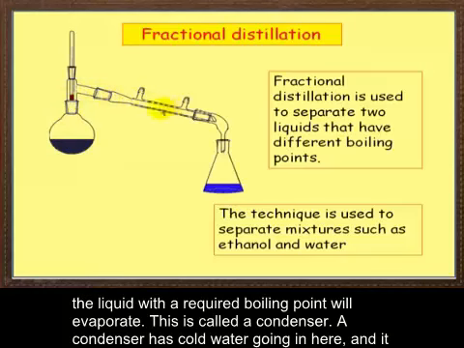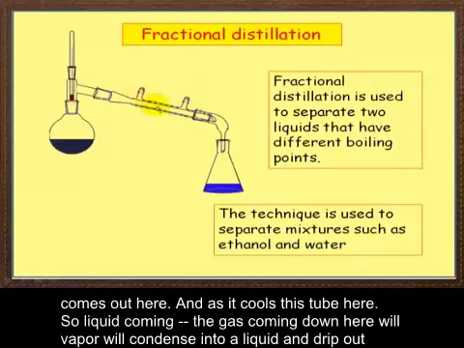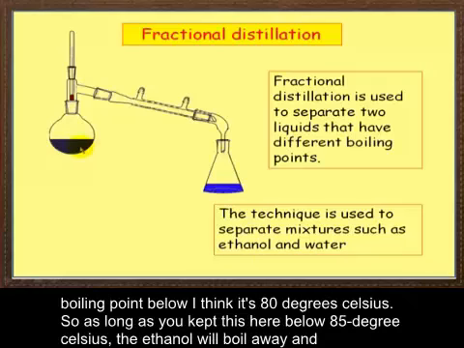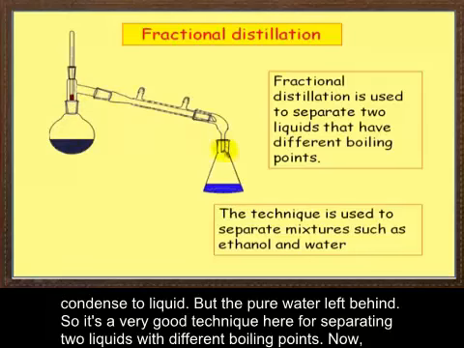Now this is called a condenser. A condenser has cold water going in here and comes out here, and as it cools this tube here, the liquid coming down, the gas coming down here, or vapor, will condense into a liquid and drip out down the bottom here. So the technique is used to separate mixtures such as ethanol and water. If you had here a mixture of ethanol and water, ethanol has got a boiling point, I think it's about 80 degrees Celsius. So as long as you kept this here below 85 degrees Celsius, the ethanol will boil away and condense to a liquid, but the pure water will be left behind. So it's a very good technique here for separating two liquids with different boiling points.